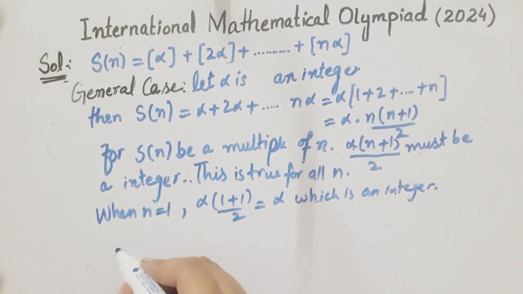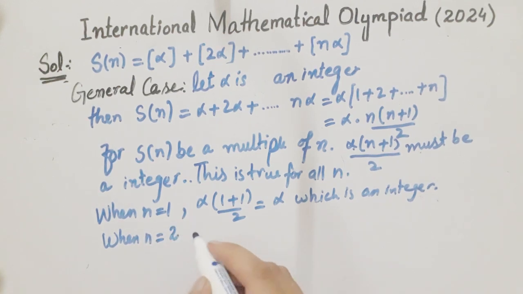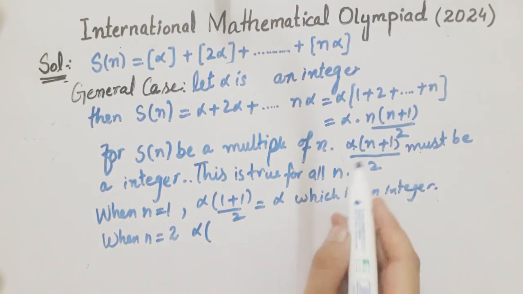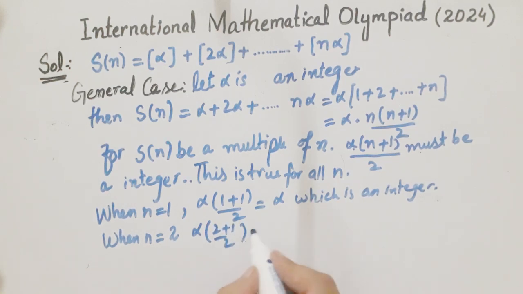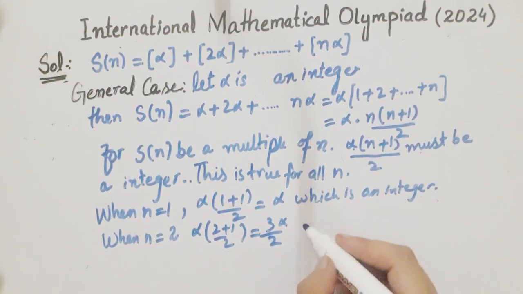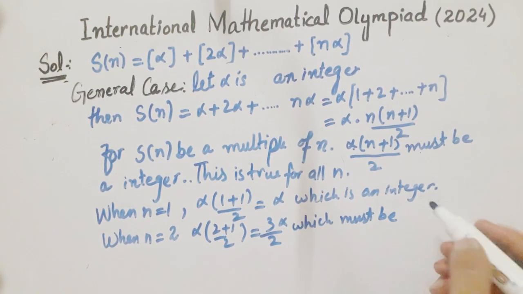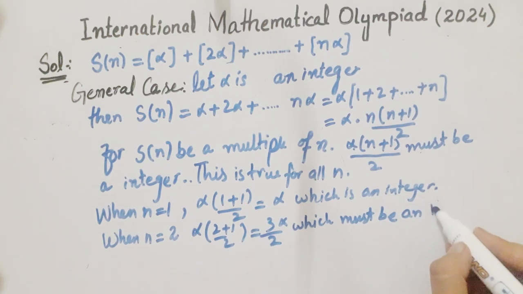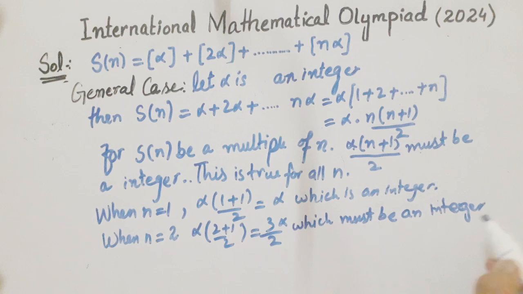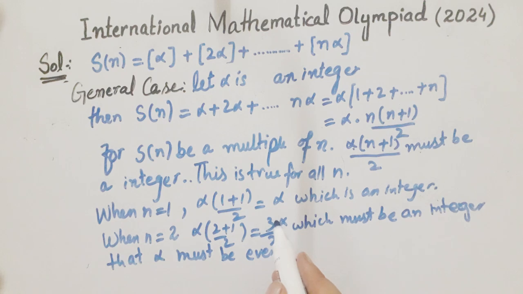So when n is equal to 2, it means alpha into 2 plus 1 divided by 2, which means 3 alpha by 2. This must be an integer, and the condition is also that alpha must be even. If alpha is even, like 4, then 3 into 4 is 12, 12 divided by 2 gives 6. But if it's odd, like 3, then 3 into 3 is 9, 9 by 2 is not an integer. So alpha must be even.